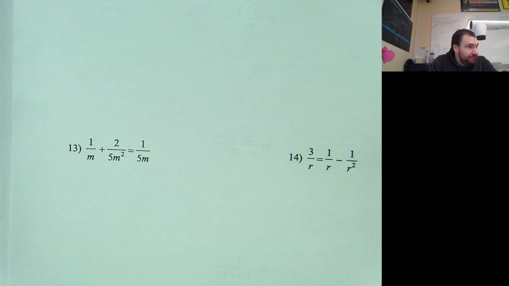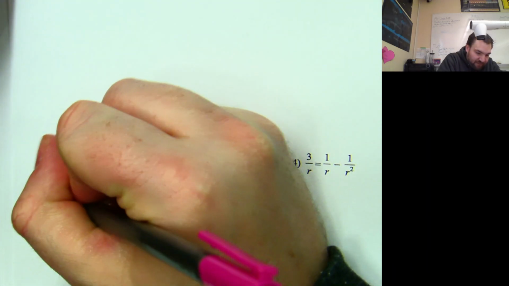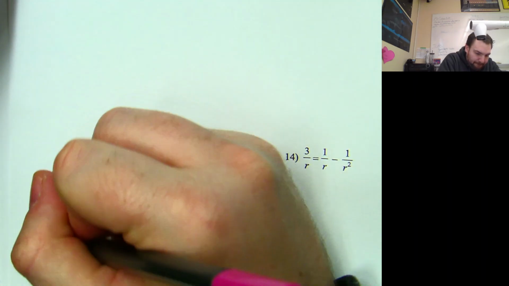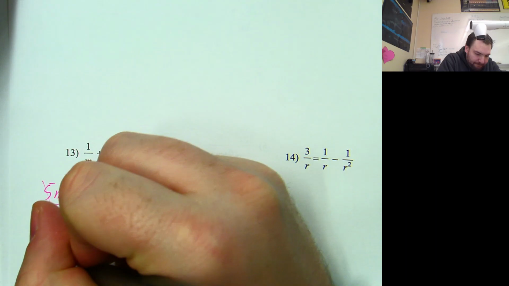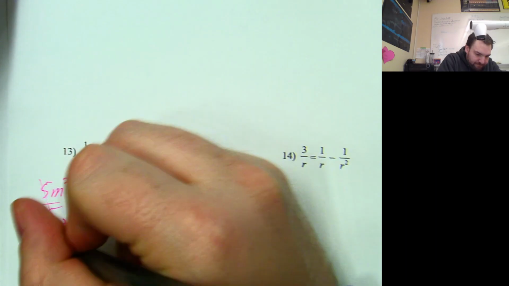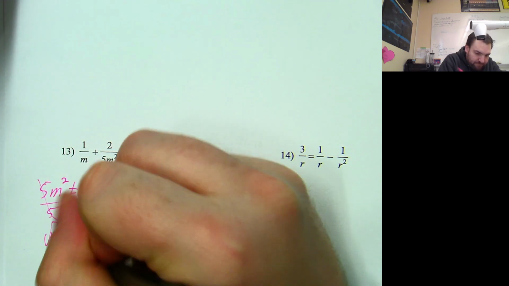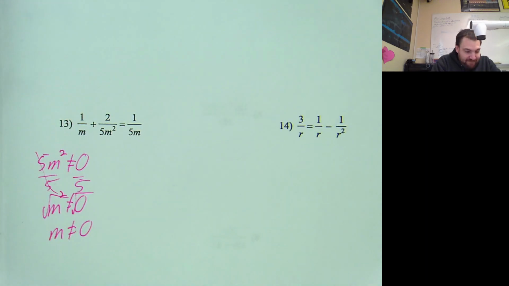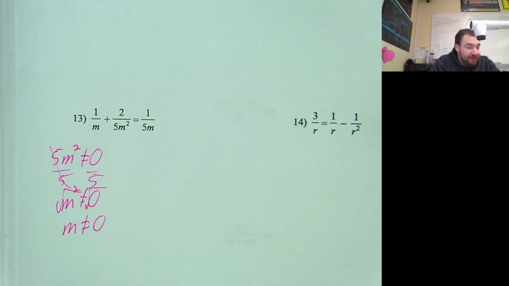Carolyn. 5m squared is not allowed to equal 0. Then divided by 5. So m squared is not allowed to equal 0. And then the square root of m squared is m, so m's not allowed to equal 0.